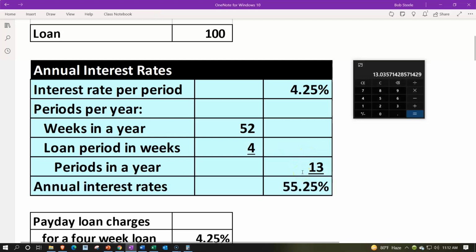And then we can take the 4.25, let's do it this way, 0.0425 times the 13, and that's going to give us, if we move the decimal 2 places over, the 55.25%. So you get a very high rate here, in relation to what you would normally see for a normal type of loan if you were taking out a longer term loan.